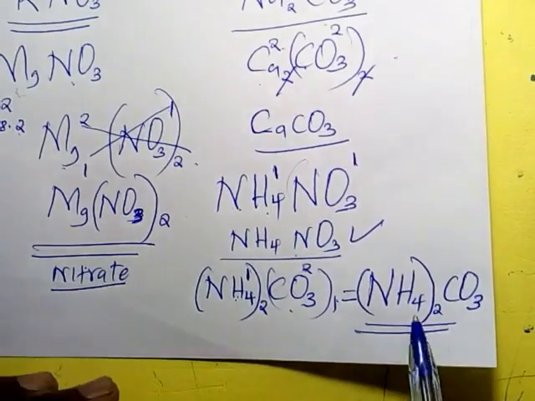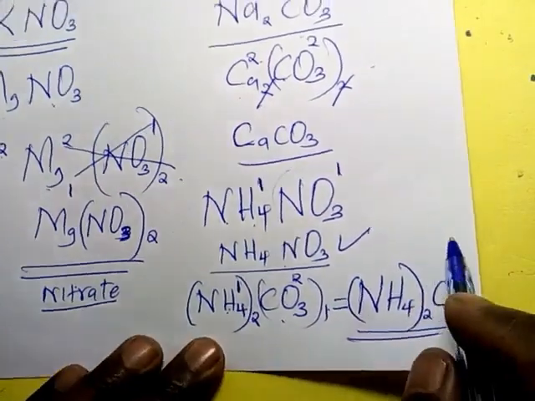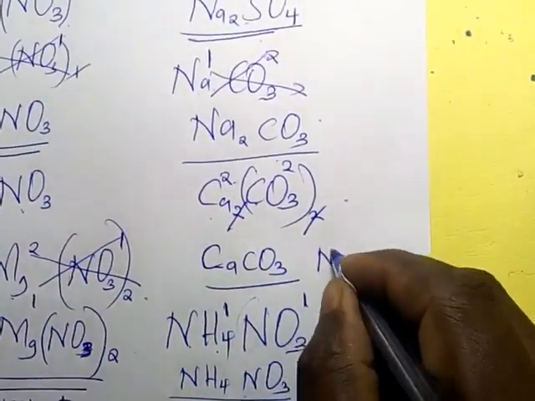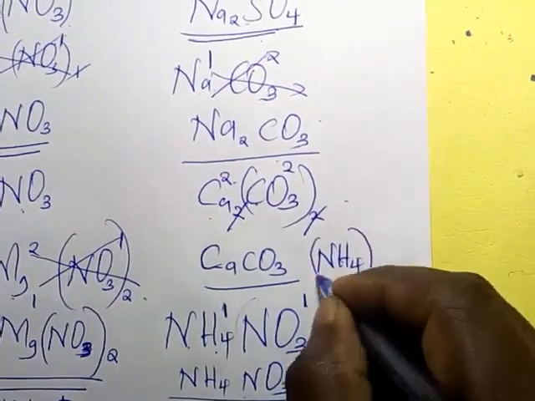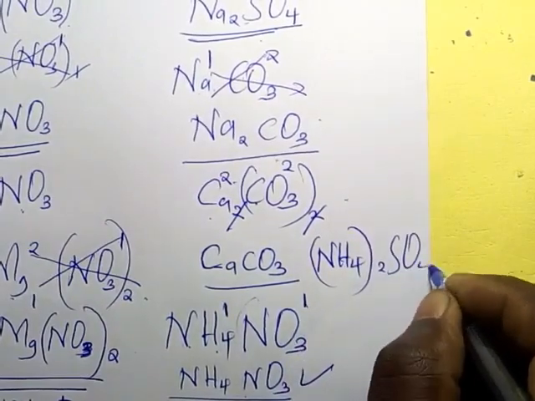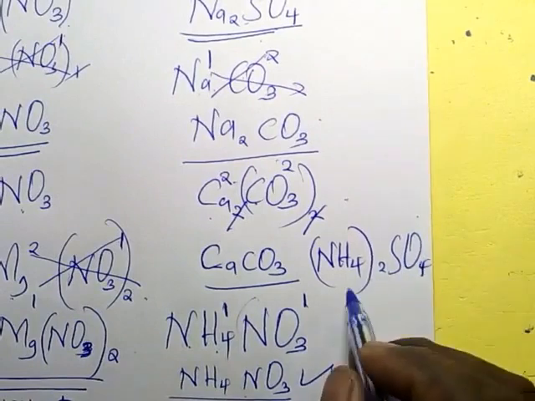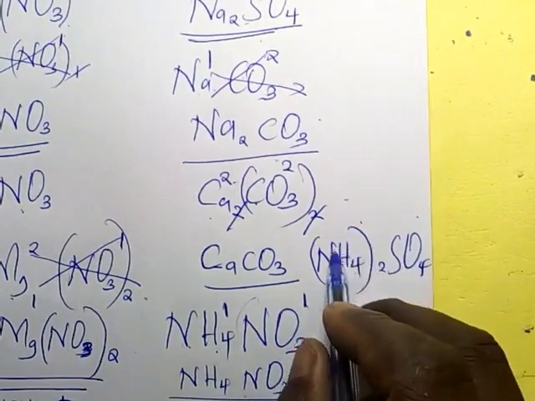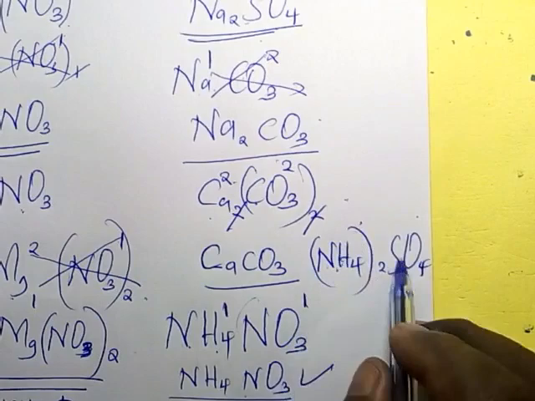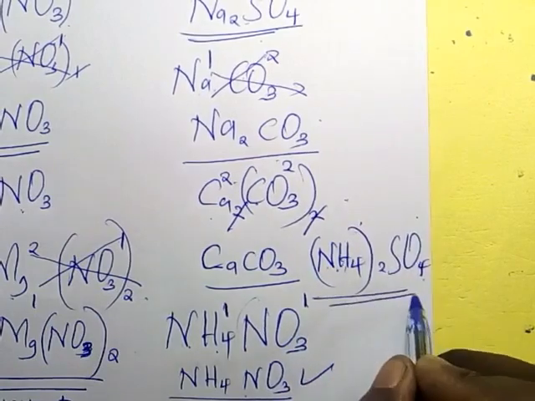Ammonium sulfate is the same, like this. So ammonium sulfate is NH4 bracket 2 sulfate. Because the sulfate has a valence of 2, and the ammonium ion has a valence of 1, like that.